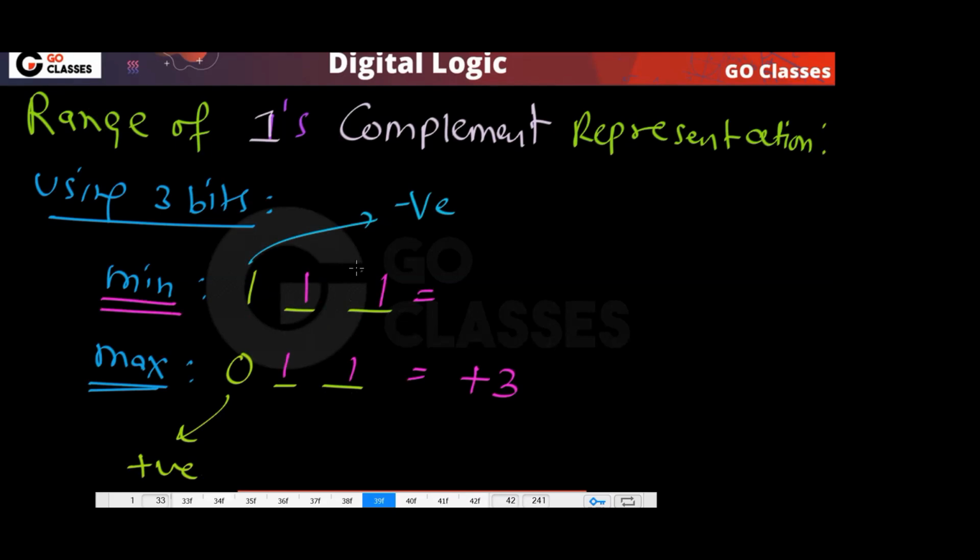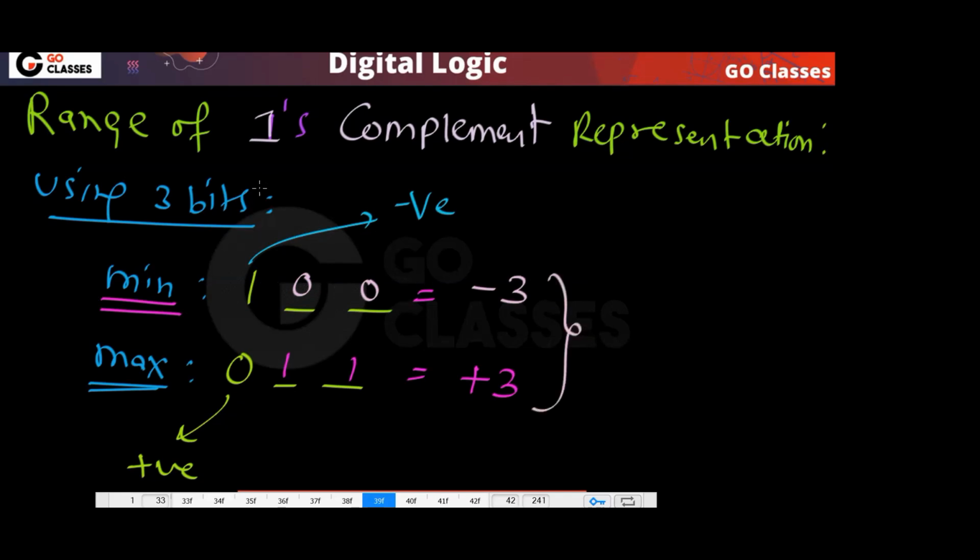This is not correct because actually this is minus 0. This is correct, you can check it out, and this will give you minus 3. So this will be minimum and this will be maximum. This 1 0 0 will give you minus 3. Remember, if you do 1 1 1, that will give you minus 0. That is not minimum.